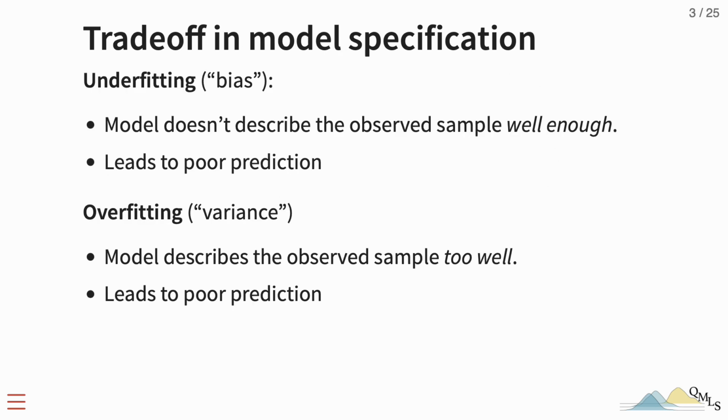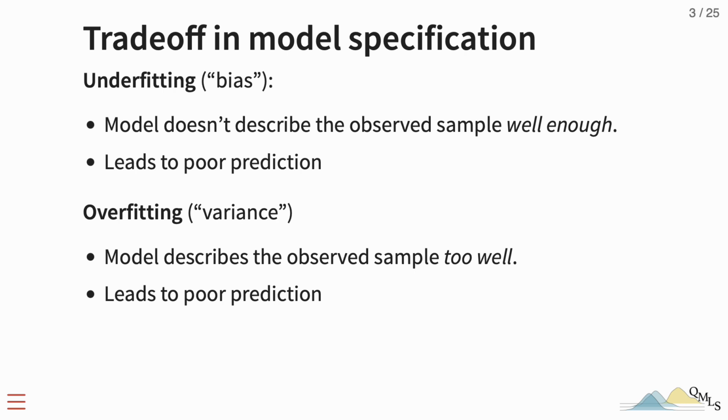And so really there's this trade-off, right? Underfitting, like I mentioned, you'll frequently read as bias, especially if you're reading the machine learning literature. I find that term terribly confusing in this context. Underfitting, I think, is self-evident, right? The model doesn't describe the observed data well enough, and that leads to poor prediction.